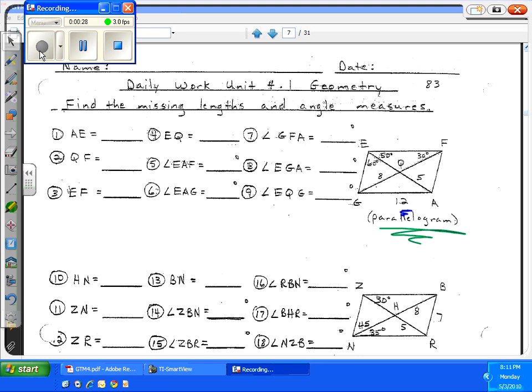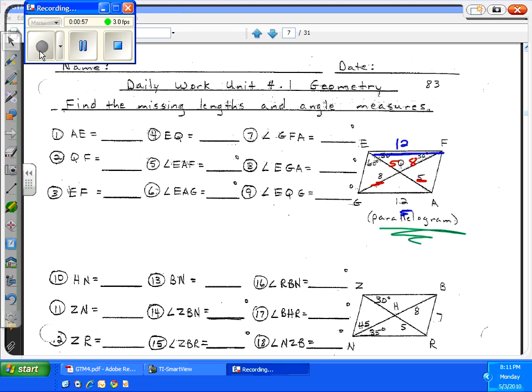So if this is 12, then it's 12 up here. We know that the diagonals bisect each other. So if this is 5, then this is 5. If this is 8, then this is 8. And that's all we can do with the number. So let's go ahead and take care of that.